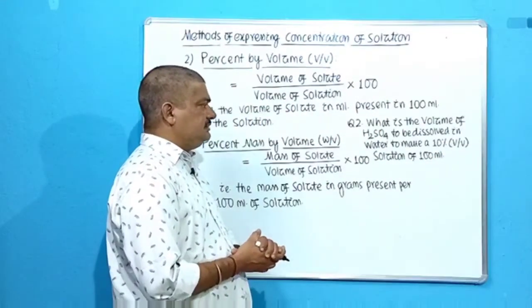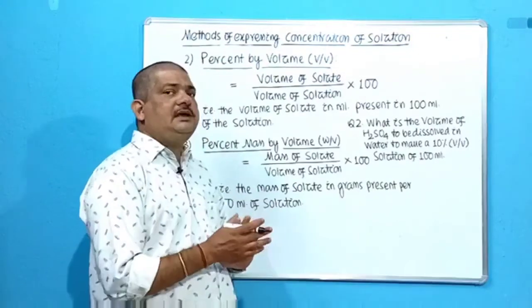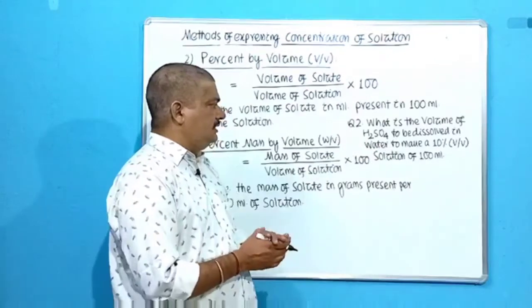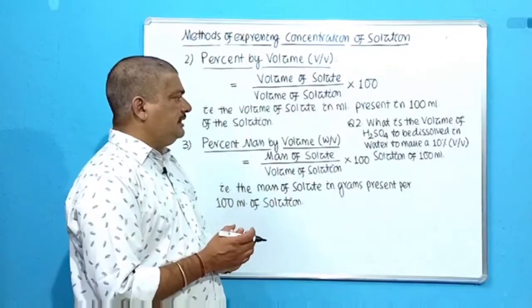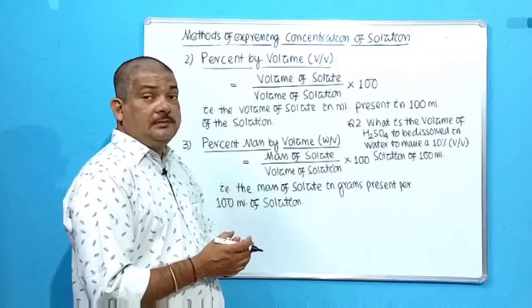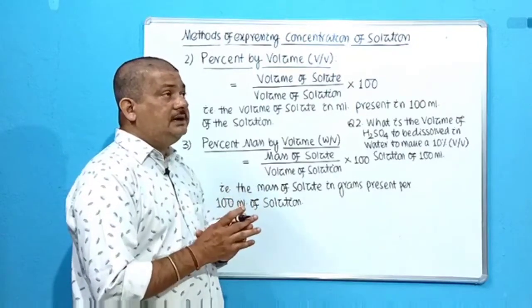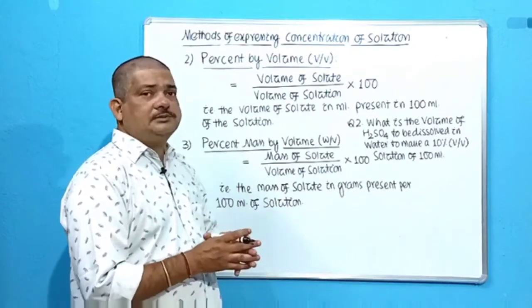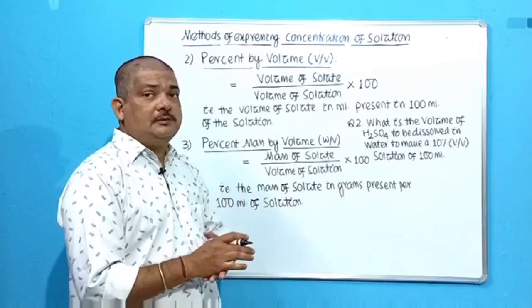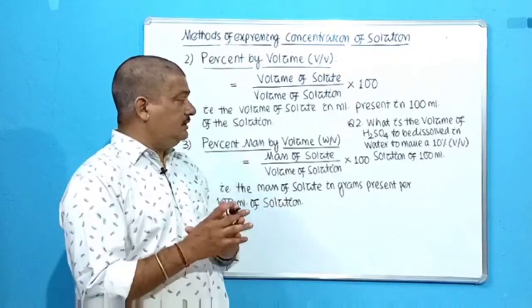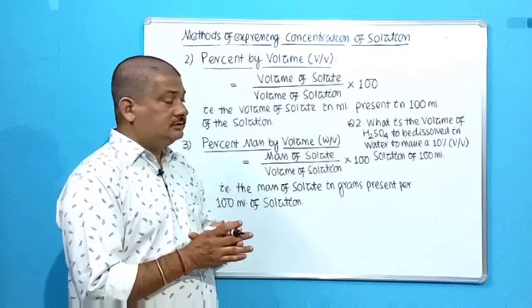What is the volume of sulfuric acid to be dissolved? Sulfuric acid will be the solute here because it is taken in lesser quantity. Dissolved in water. Water is the solvent here to make a 10% volume by volume percent solution of 100 milliliter. So we have to prepare 100 milliliter solution of sulfuric acid. So what should be the volume of sulfuric acid and what should be the volume of water? Sulfuric acid is the solute, water is the solvent here. So you have to calculate the volumes.